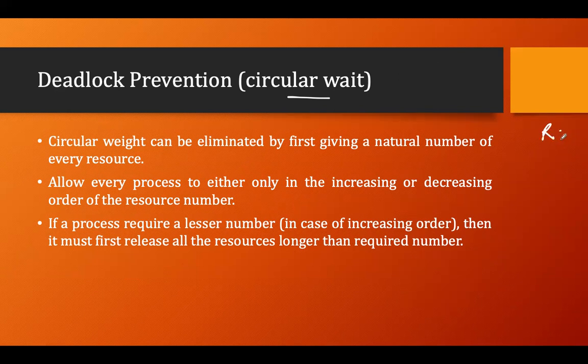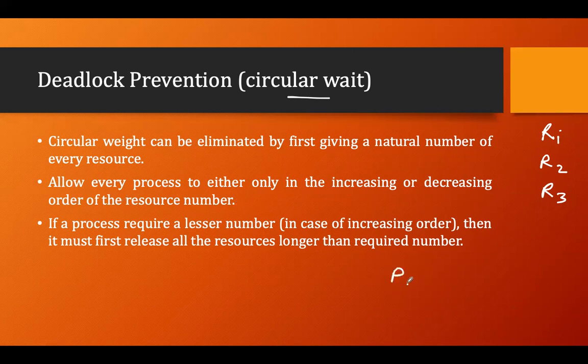Let's say we have one resource, I'll give the number 1 to it. Another resource, I'll give the number 2. Another resource, I'll give number 3. So first I have to give a natural number to each and every resource. After that, allow every process to request resources only in increment or decrement order of the resource number.